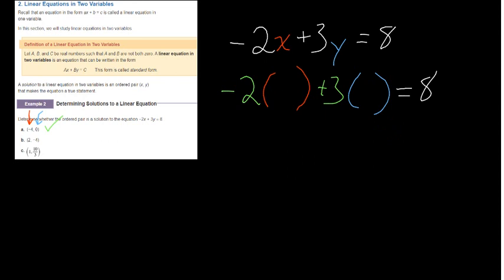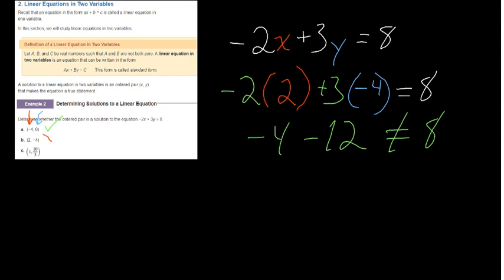So the next one we have 2, and then we have a negative 4. That's a horrible looking 4, isn't it? Okay. All right, so I've got 2 times negative 2, that's going to be a negative 4, and looks like minus 12. Okay, well, negative 4 minus 12, that's going to be equal to negative 16, which is not equal to 8. Okay, so therefore, this ordered pair is not a solution to the equation, right? So we'll put an x here. That is not a solution.